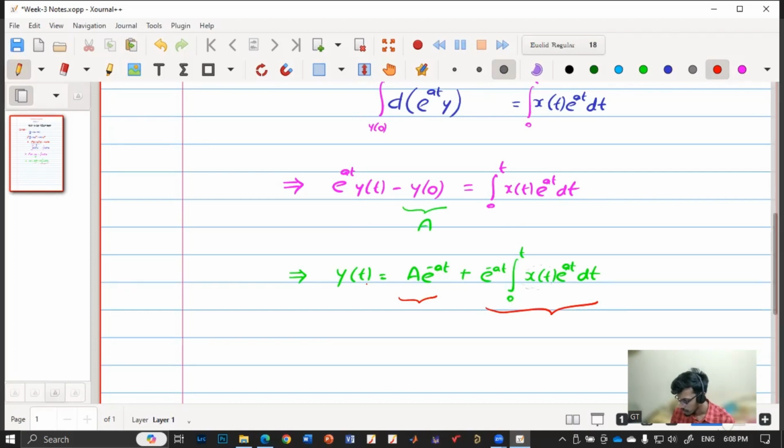So this term is caused by the input. This is coming from the input, and this is not related to input. So in such a scenario, if x of t is not there, my y of t is simply a into e to the power minus at. So this y of t term is coming because of the natural response. So this is the natural response.